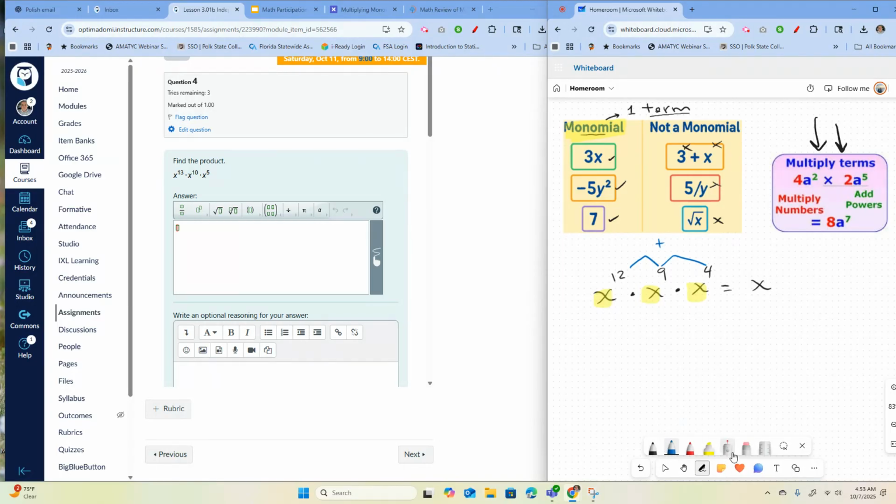In fact, I didn't like how I wrote those arrows or these lines. What you're going to do now is add the exponents. 12 plus 9 is 21. 21 plus 4 is 25. And that's how you do problem number 4. Let's go to the next one.